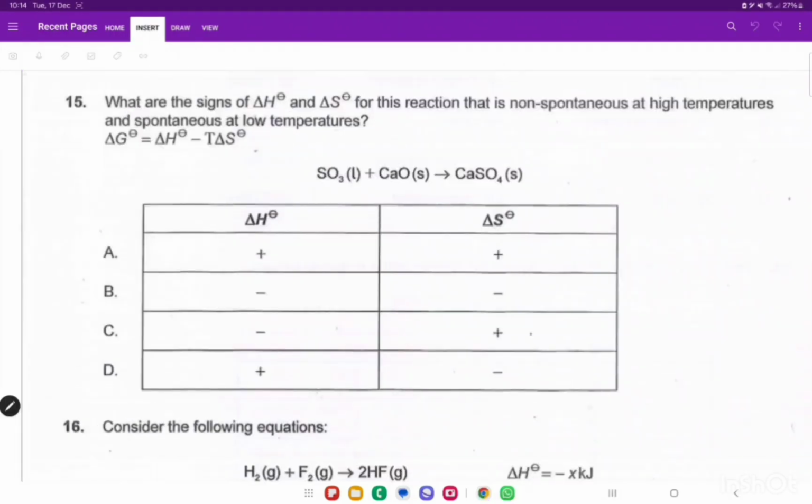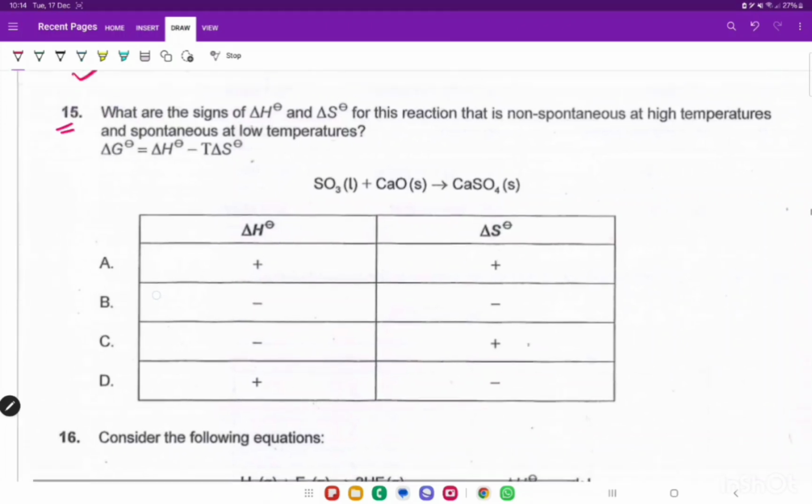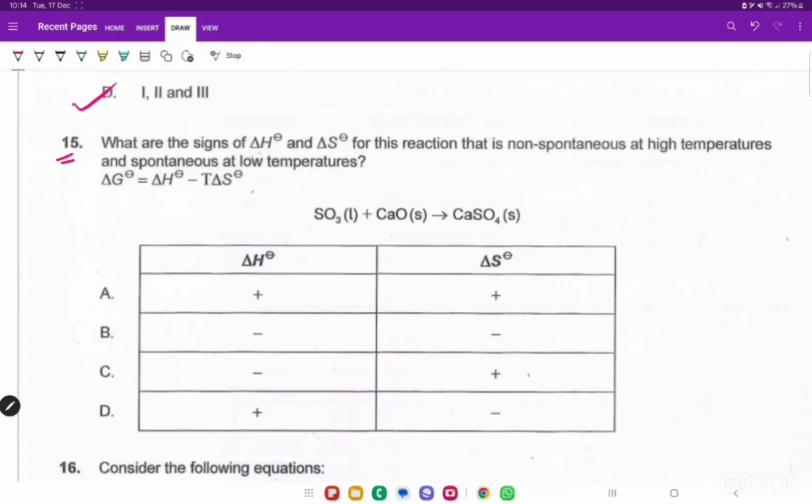Okay, now the next question is question 15, and this question is on thermochemistry. Question is, what are the signs of delta H and delta S, that is enthalpy and entropy, for the reaction that is non-spontaneous at high temperature? This hint tells us that the reaction is exothermic in nature, because it is becoming non-spontaneous at high temperature, and all exothermic reactions become non-spontaneous at high temperatures and spontaneous at low temperature.